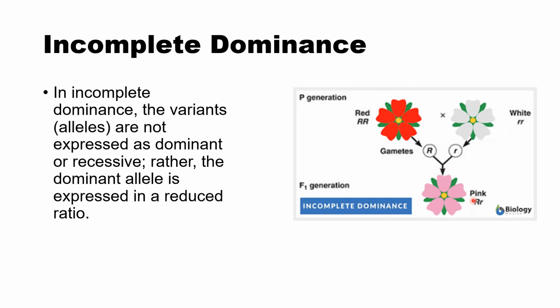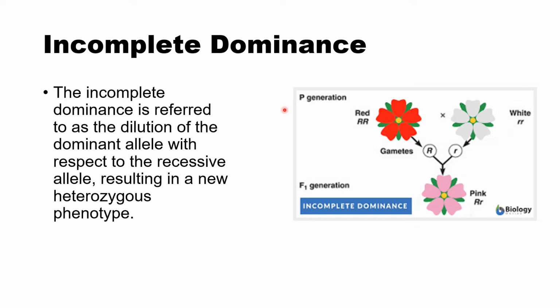So, on the concept of colors, kung dinagdagan mo nung white yung red, magiging pink yun. So, yun yung kalalabasan. So, yun yung incomplete dominance na tinatawag. So, the incomplete dominance is referred to as dilution of the dominant allele with respect to the recessive allele, resulting in a new heterozygous phenotype.